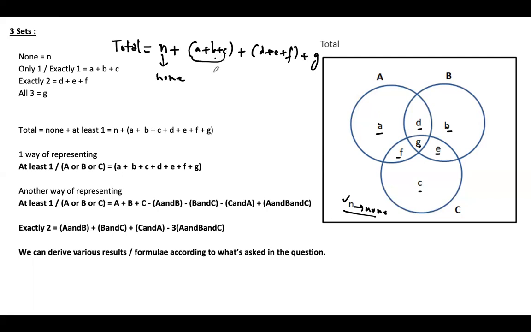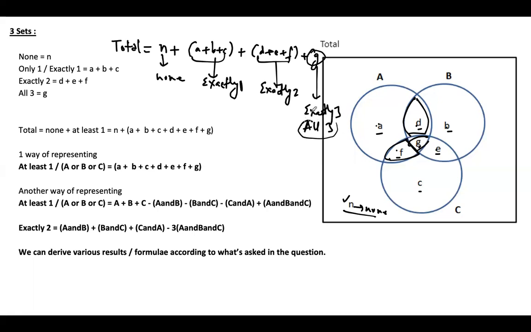What does A plus B plus C represent? Only one, or you can also say exactly one. What does D plus E plus F represent? Exactly 2. What does G represent? All 3, exactly 3. You say according to your liking.